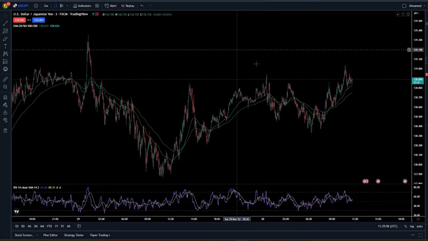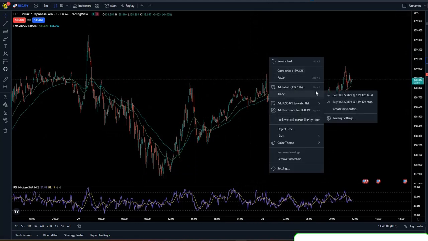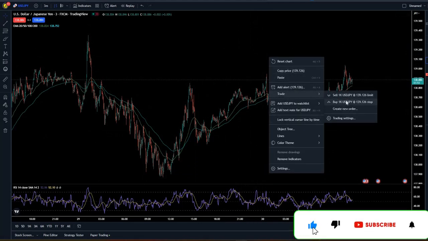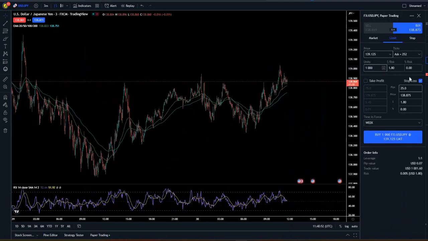To place a trade, move your cursor to the chart screen and then right click on your mouse. On the list you have, you will see trade. Hover on it, then you will see whether to sell or to buy. If you click on any of these, it will activate the trade for you instantly, but in this case it will be without take profit or stop loss. For the sake of discipline, I will recommend you create a new order so that you can set your stop loss and take profit as you are entering the trade.